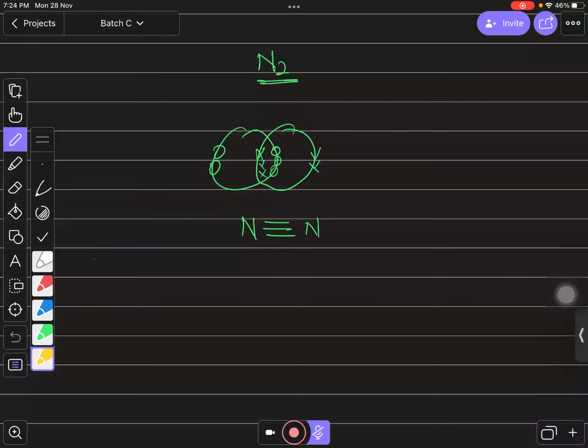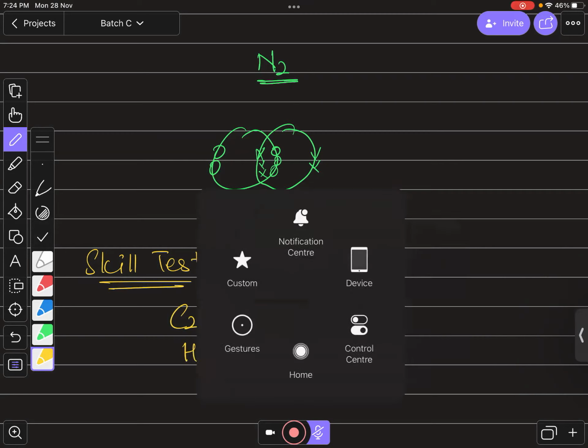Yes, sir. Now, it's your time to show your skills, right? A skill test. Can you draw C2H2 and HCN? Just do it quick and send me the picture so I can check. You can do this.